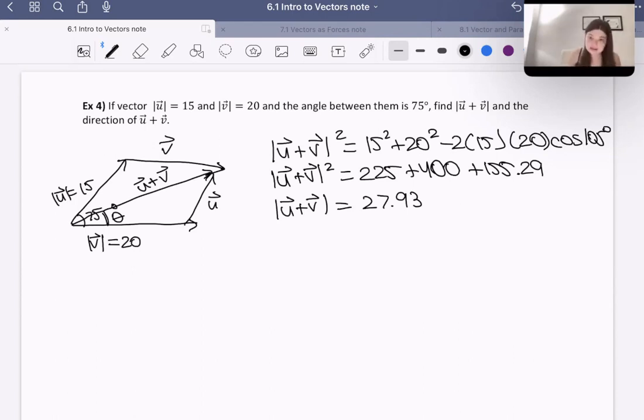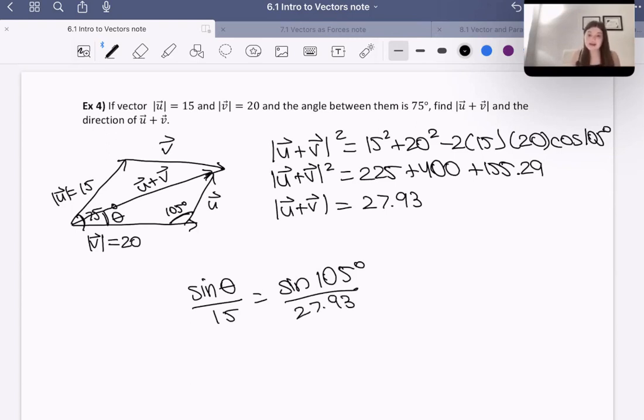So in this case, I'm going to say that sine theta over 15 must be equal to sine 105 degrees, right? Because these two together, 75 and 105, must be 180. So that's how I figured out that must be 105 over 27.93. And then we've got to solve. And if we solve this, we'll get that theta is equal to 31.25 degrees, or even if you just round it down to 31 degrees, that's probably fine too. Oftentimes nearest degree is okay.